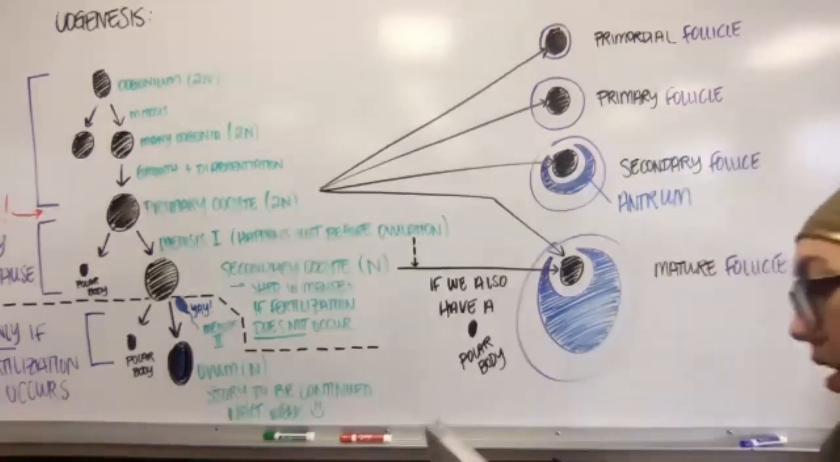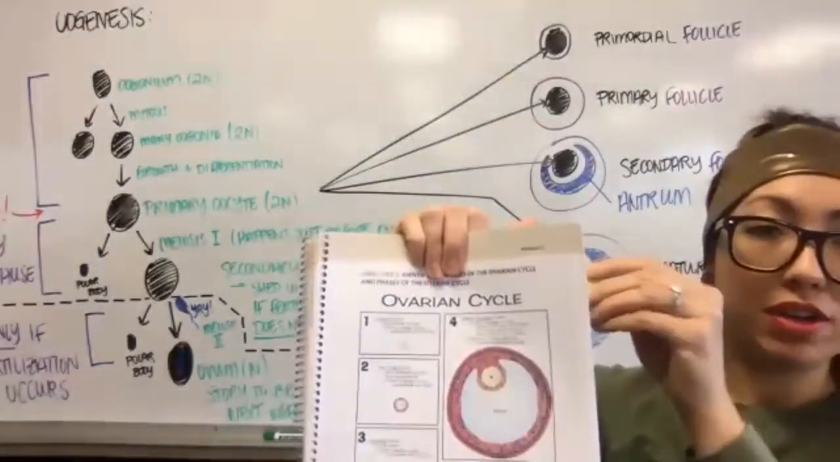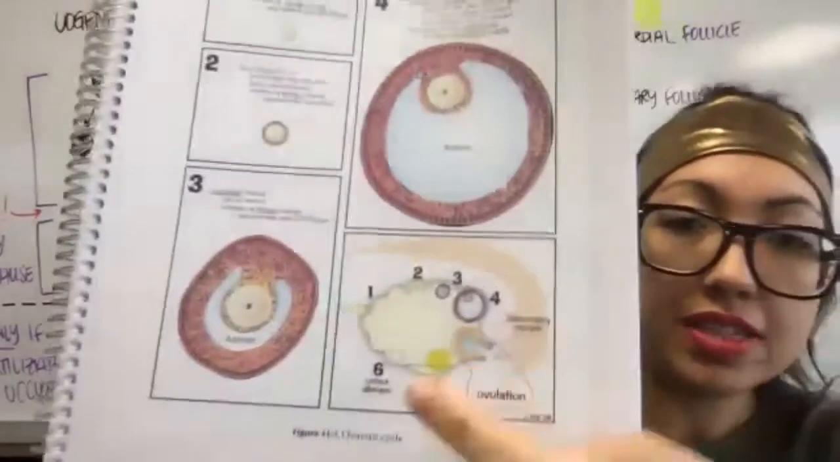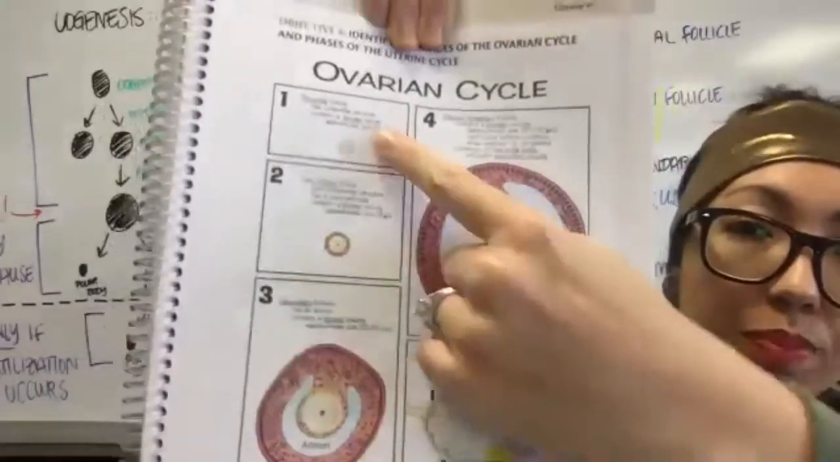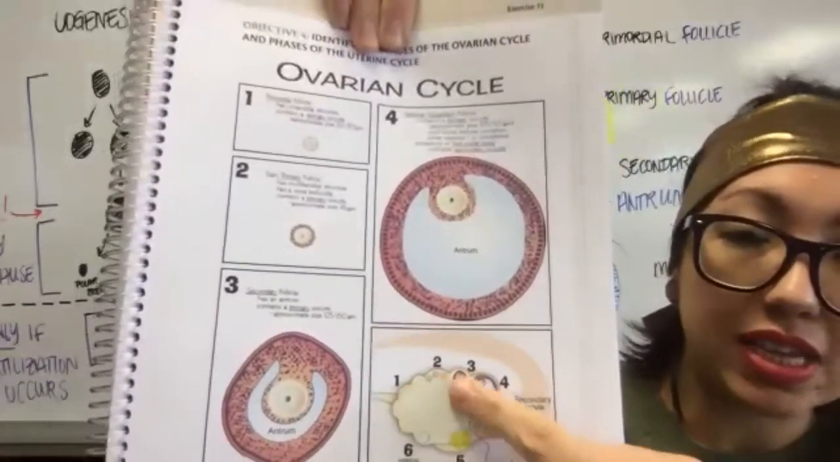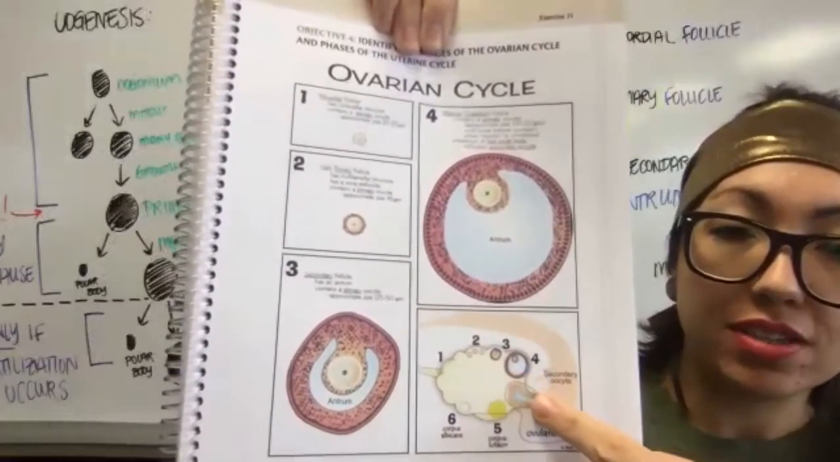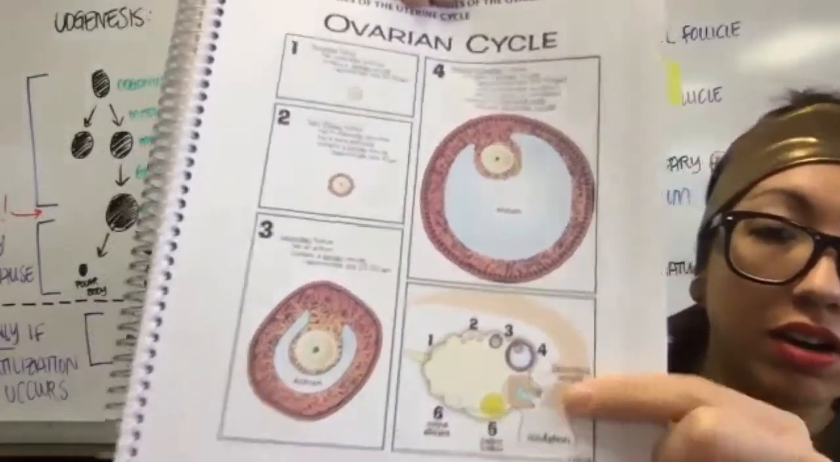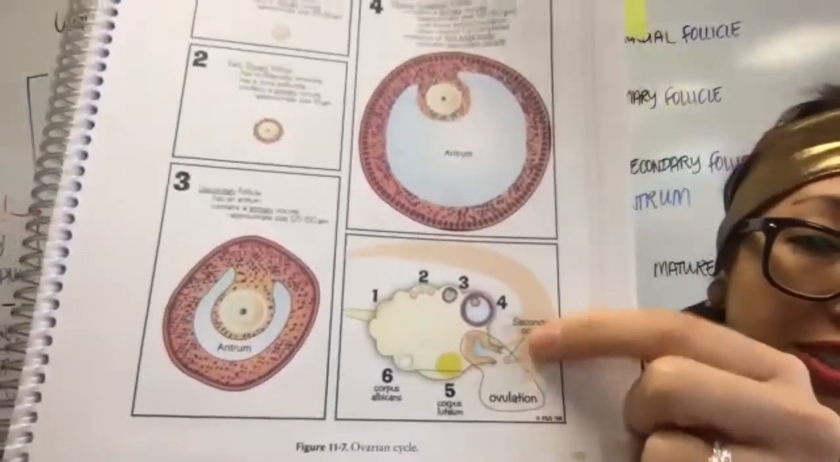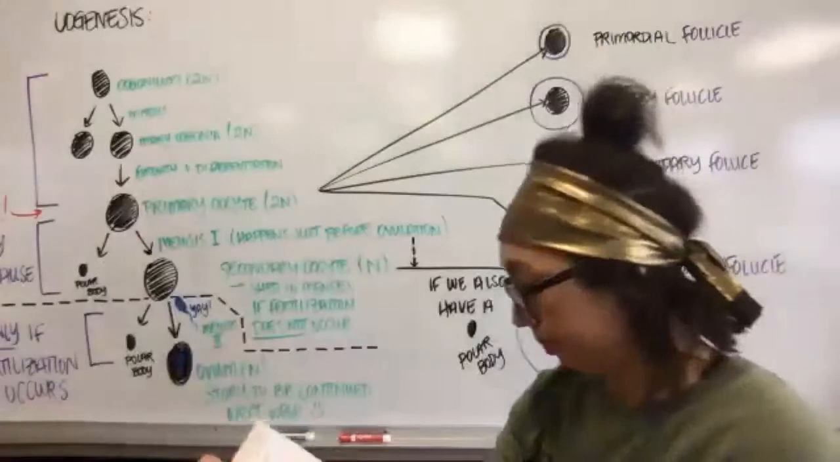Looking at this little cartoon image right here, these numbers line up with these numbers. So this is just another little graphical way you can see how the follicles change in size. And then here, ovulation, that is just that secondary oocyte coming out.